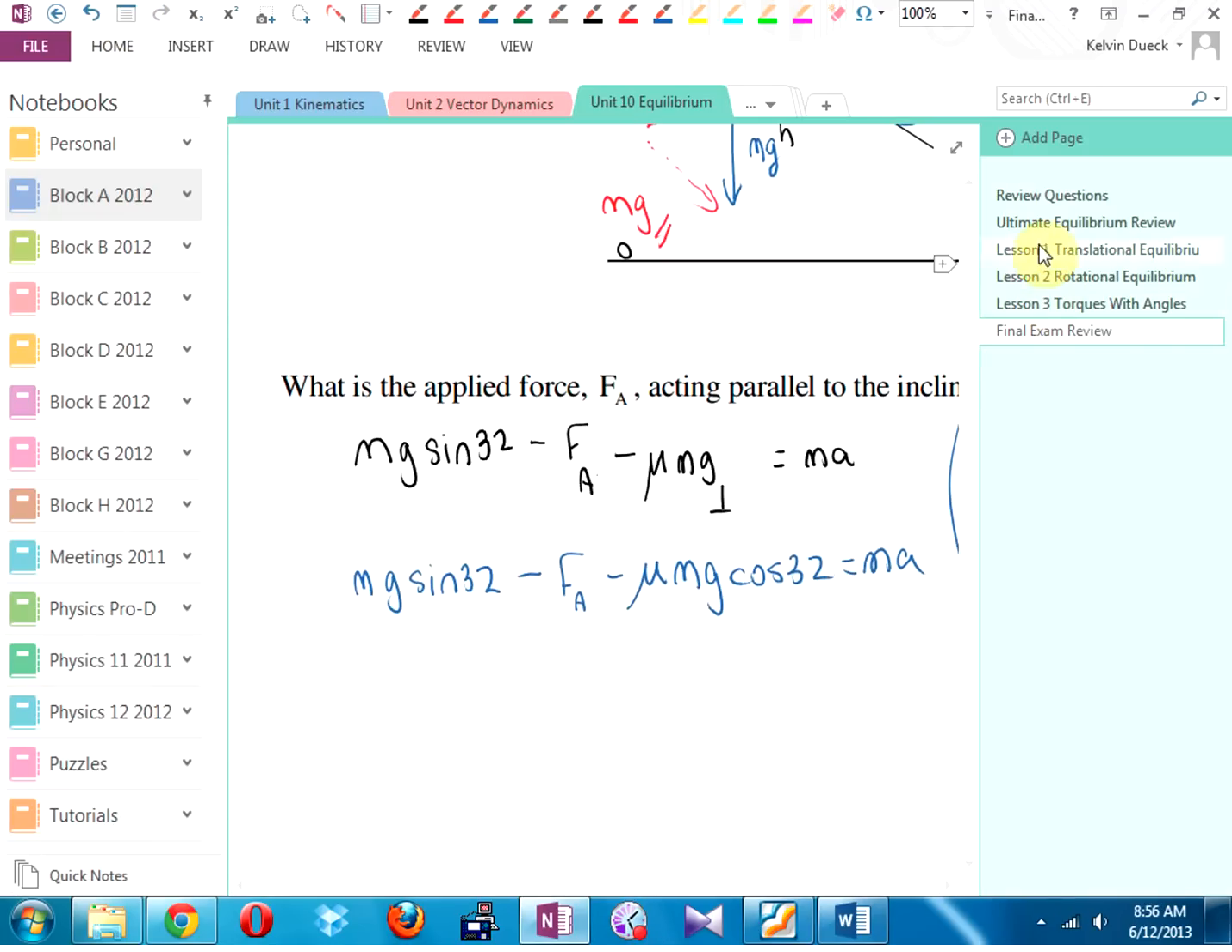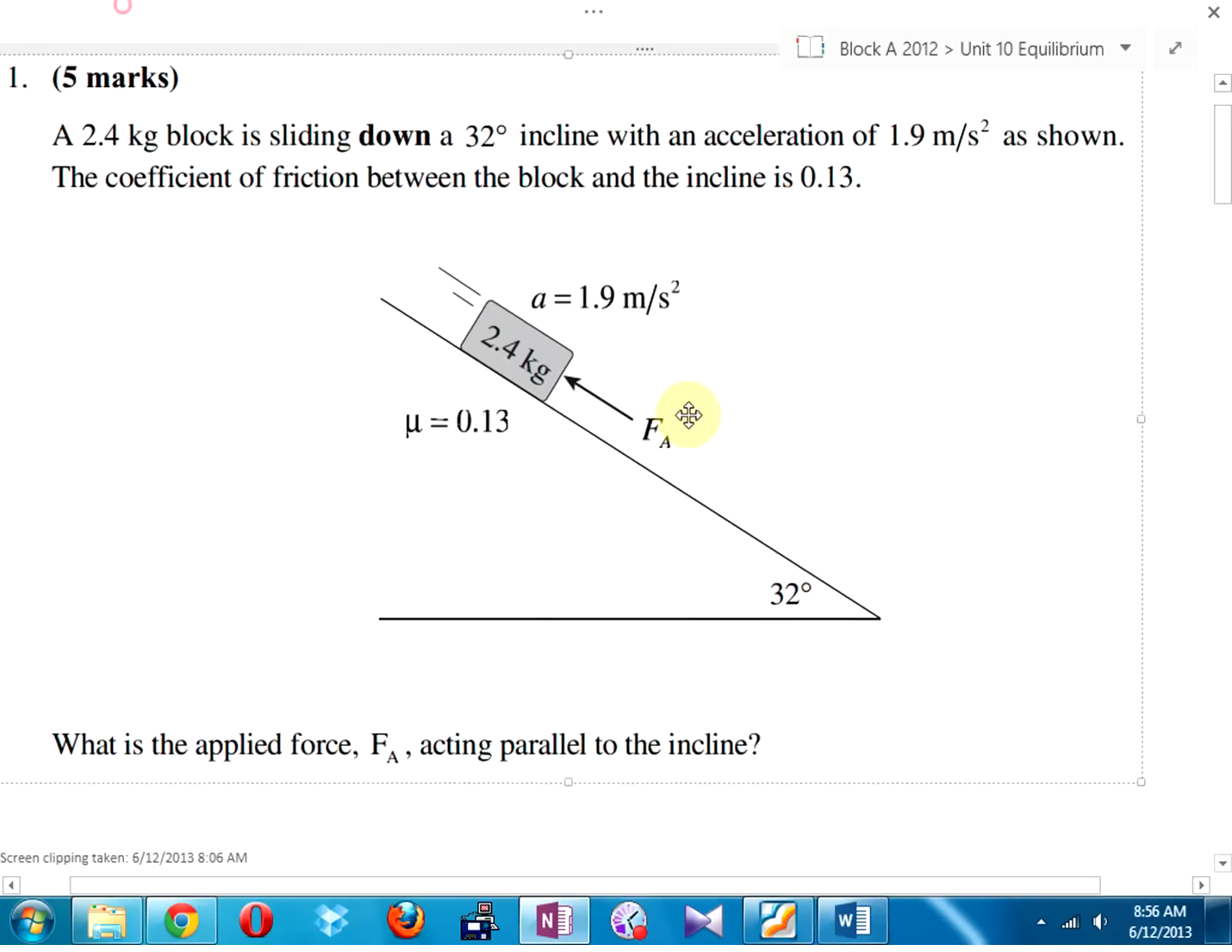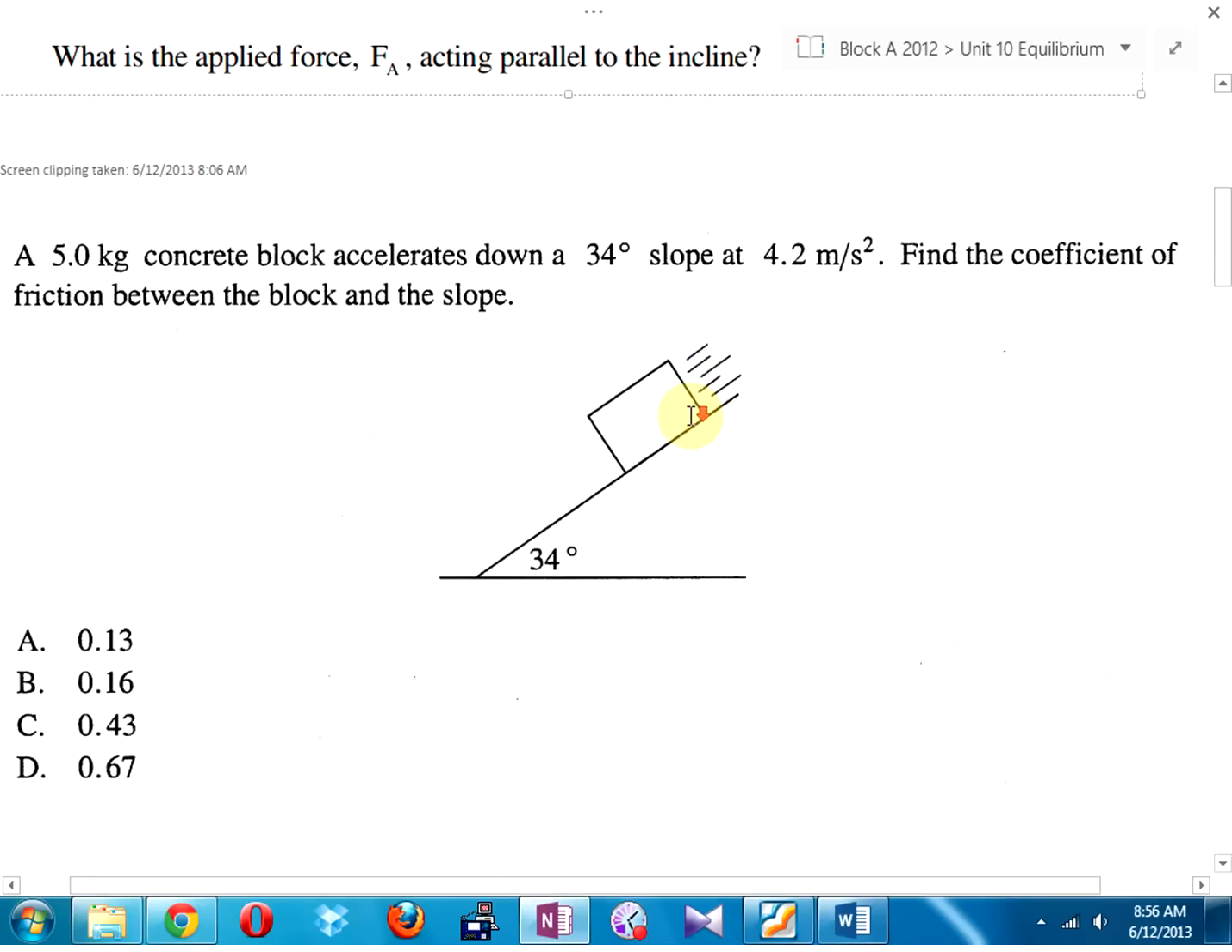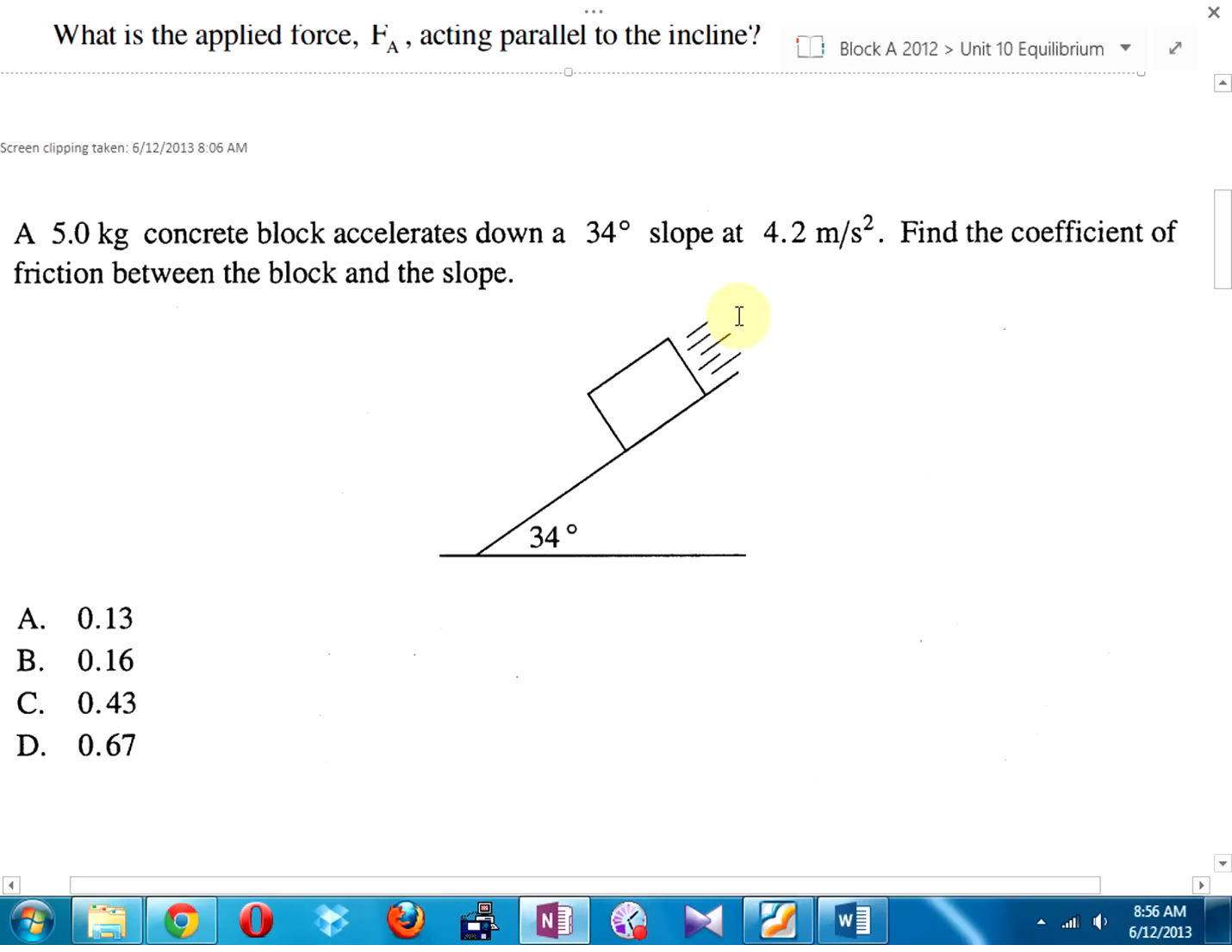Going back. Oh, so here's an example. A block accelerating down a 34-degree slope, find the coefficient of friction. So there's something else I could ask you for. Although if this was a written question, I would make you calculate the acceleration. I wouldn't give it to you. I'd give you enough data that you could find it. Okay?